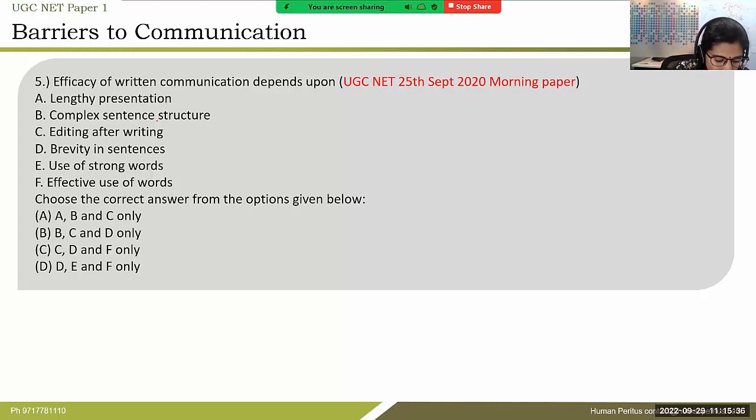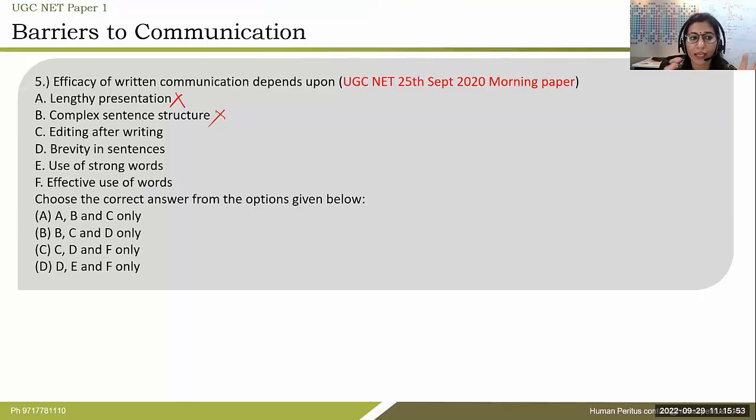So straight away eliminate this. All right. Next one, complex sentence structure. Again, it cannot create effective complex structure. All right. Sorry, the effective written communication. Next one is editing after writing.